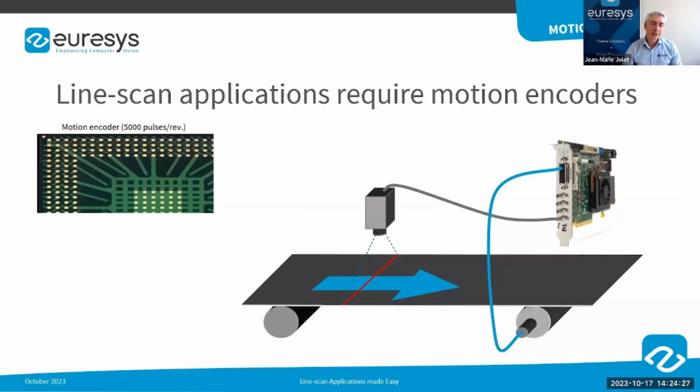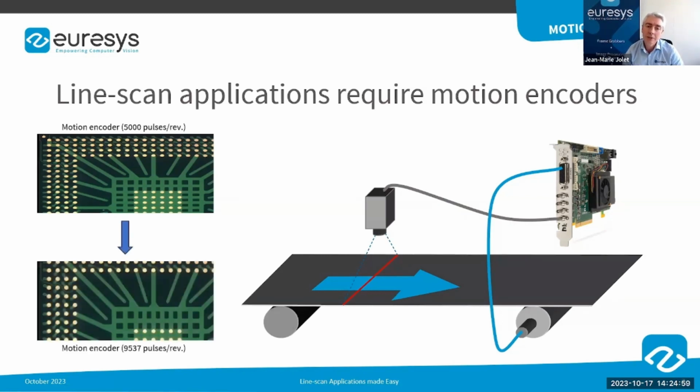As we have seen, the usage of motion encoders is mandatory to achieve a constant aspect ratio of the acquired images. However, obtaining the same resolution in the horizontal and vertical direction, what is typically referred to as square pixels, might be difficult because motion encoders featuring the exact required number of pulses per revolution are not always available. In our example here, we need an encoder which outputs 9,537 pulses per revolution. And of course, I'm not quite sure that such an encoder is really readily available in the market.